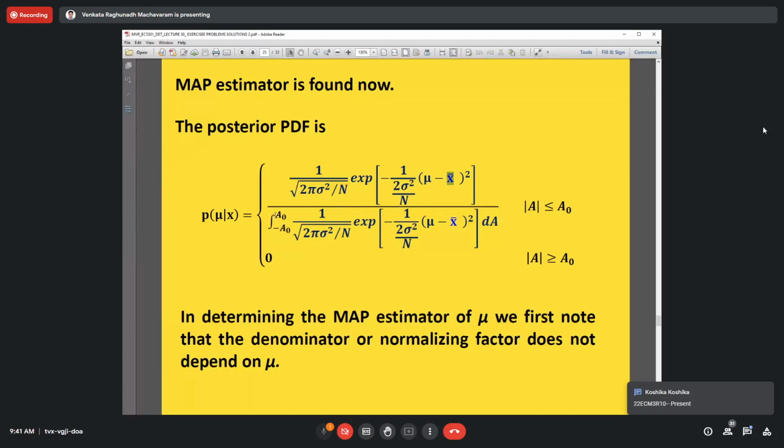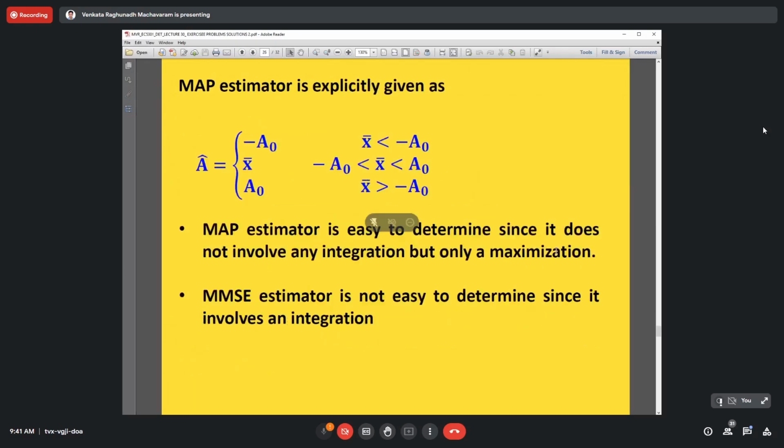So the limits are minus A naught to plus A naught. This is how it becomes minus A naught when the average is less than this. It becomes the average in this limit, minus A naught to plus A naught. Plus A naught is more than A naught, so this is smaller than the true value. So it is between minus and plus, and it is more than the true value. So in this example, computation is very simple. It is easy to determine. No integration, nothing, only some kind of maximization.